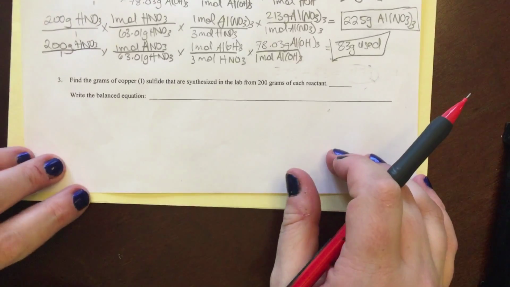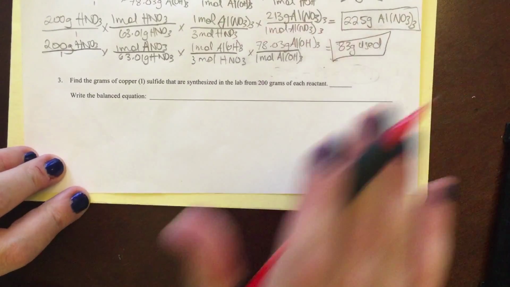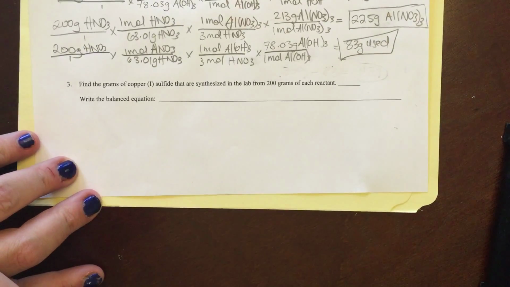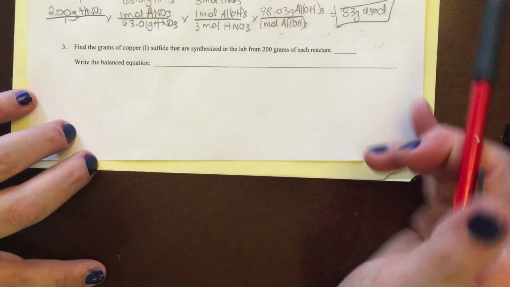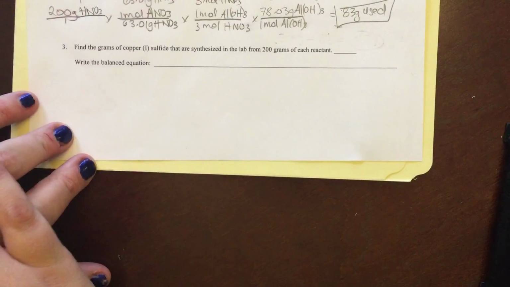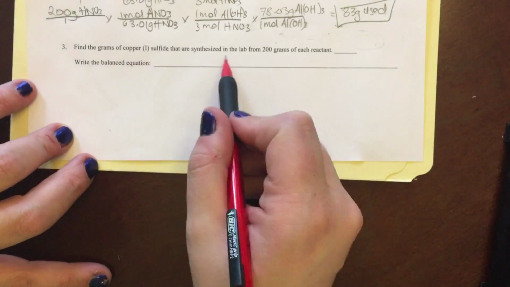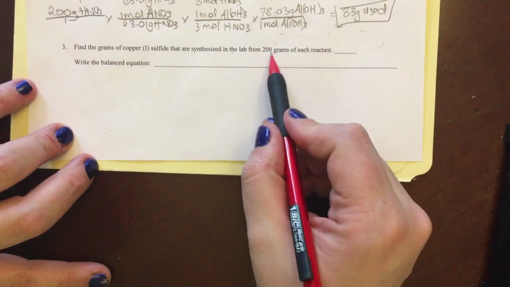So number 3 on the stoichiometry worksheet 8 is a little bit different to the other ones that we've been doing, because it doesn't ask for as much information. So we don't have to do all the problems that we did in the past. We just have to do certain ones.